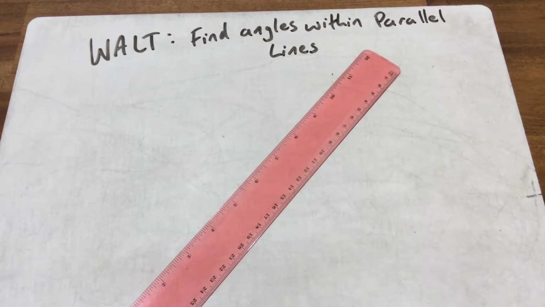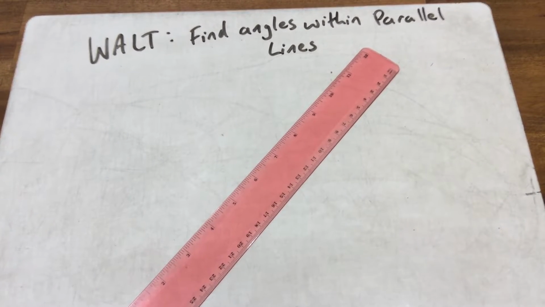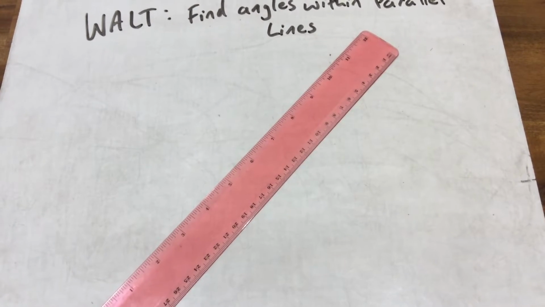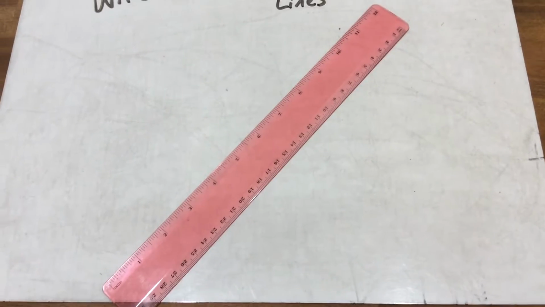Hi guys, so we're looking at finding angles with parallel lines. Okay, so we're just going to do a little pre-knowledge here. So parallel lines are lines that can never touch each other.